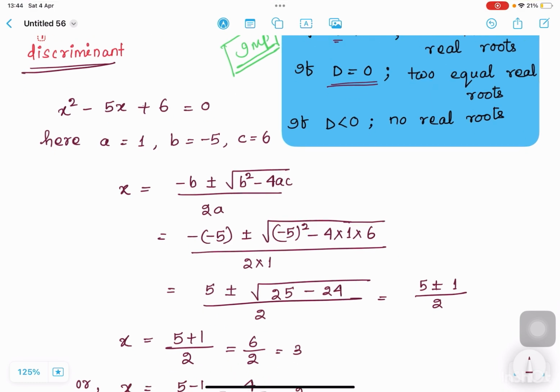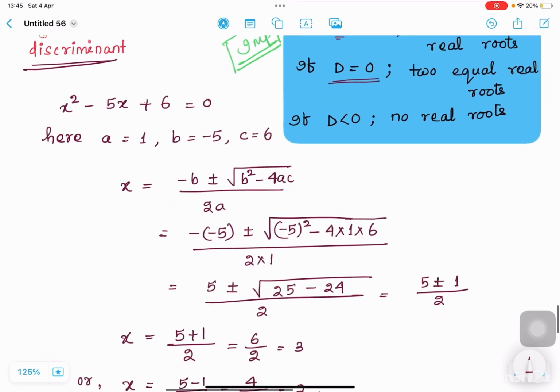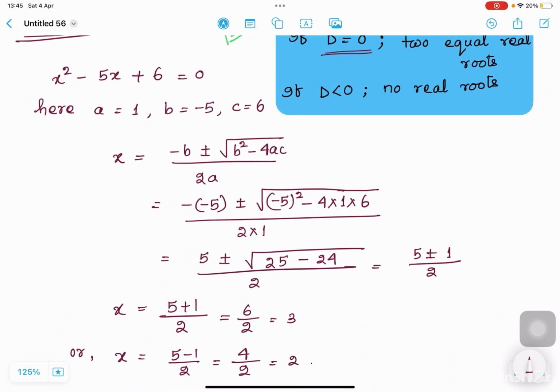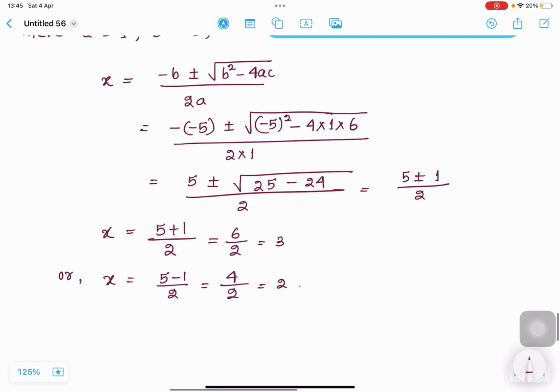We are taking the same quadratic equation so that we can verify whether the x values come out as 3 and 2. So x² - 5x + 6 = 0. Here a = 1, b = -5, c = 6. In the formula we put x = (-(-5) ± √((-5)² - 4 × 1 × 6)) / (2 × 1). That is (5 ± √(25 - 24)) / 2, so we can write (5 ± √1) / 2. We can take plus and minus.